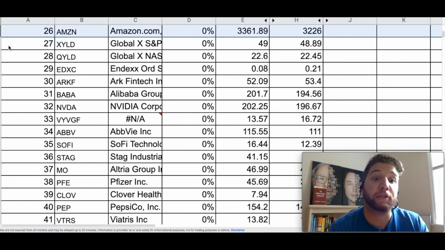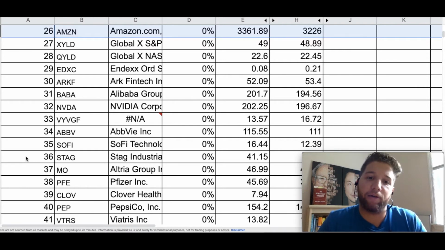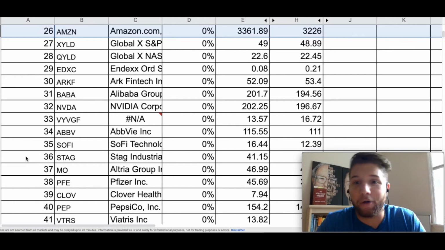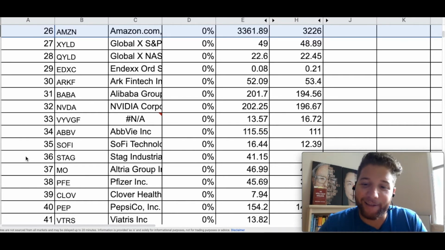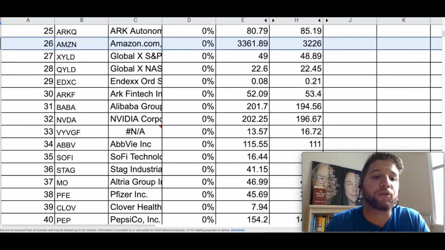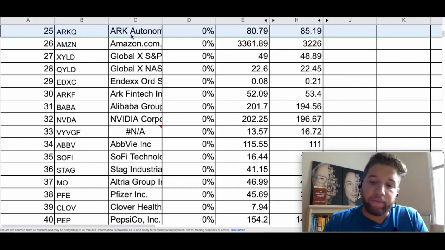All right, number 26 here, Amazon. I own a fractional share of Amazon. Debating if I want to get it up to 1 full share or if I should just sell it. I know Amazon's a fantastic company, but it's not exactly affordable right now. Number 25, ARKQ, ARK's Autonomous Innovation ETF. So again, I've made videos on ARK Invest in the past. If you're interested, go check those out.